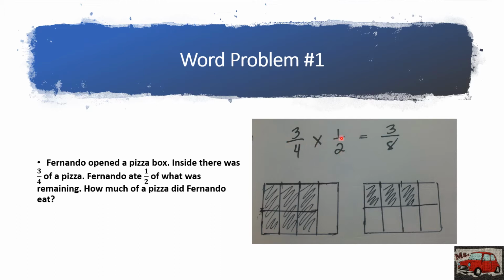So, 3 times 1, that's 3. 4 times 2, that's 8. So, the answer is 3/8. So, yan yung fraction ng kabuuan na kinain ni Fernando.